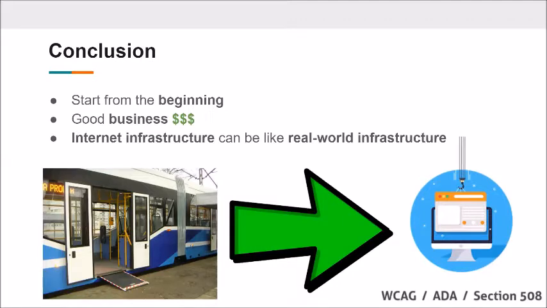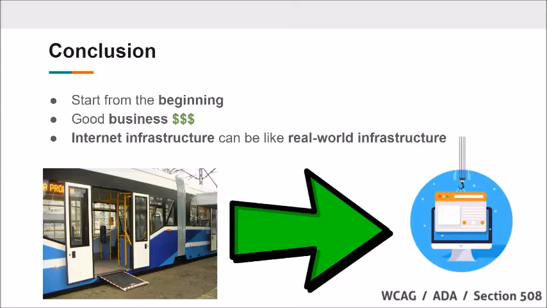In conclusion, accessibility is something that you need to be mindful of from the beginning. This can help save a lot of pain and work in the future. Treat it as a fundamental part of your product. Understand that being serious about accessibility is also a good business decision. You can avoid lawsuits and public relations problems.